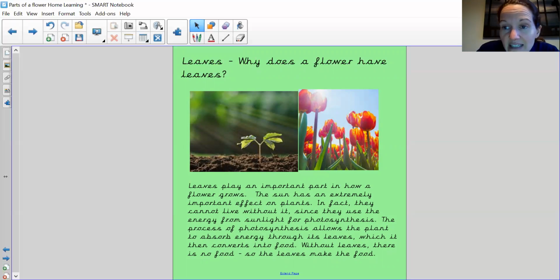So what does a flower have? Why does a flower have leaves? It's to absorb lots of energy from the sun, and then it can convert that energy into food. So the leaves help make food.